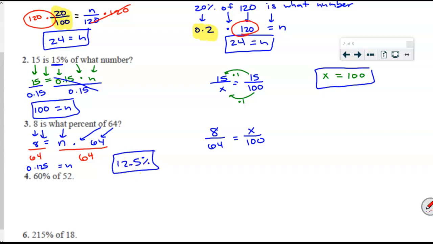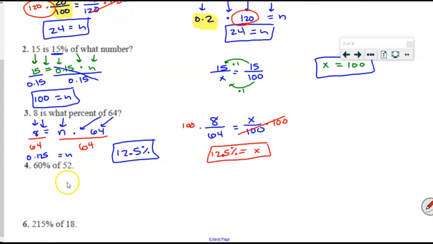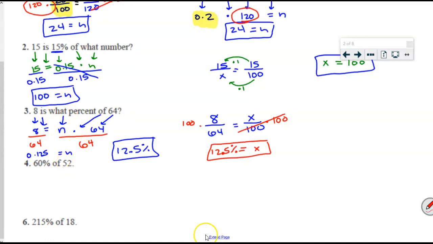Solving it this way, one single solving step, x is being divided by 100, so I would multiply each side by 100. And I have 8 divided by 64, which is then multiplied by 100, and I end up with x is equal to 12.5. Again, that's already a percent, because see, it's the x per 100. So this, when we do this calculation, it gives me that percent already, 12.5%. 4 and 6 are similar, just not using as many words, but it's the same type of situation.